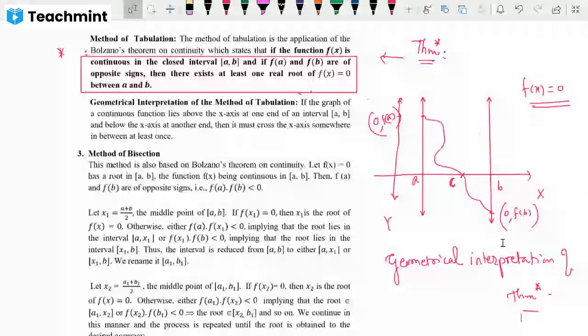This is the basic principle of this method. So what is the bisection method? Let us see. This method is also based on Bolzano's theorem on continuity. This theorem is also called Bolzano's theorem of continuity.